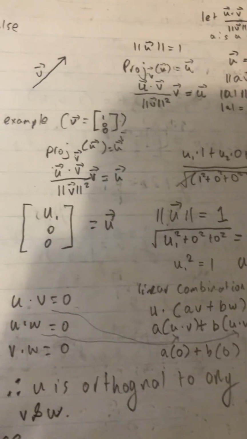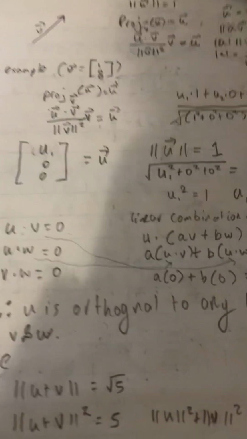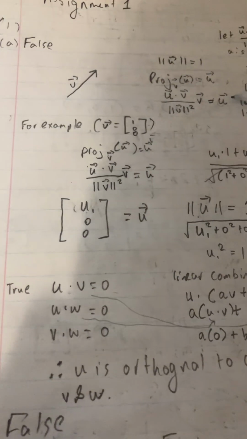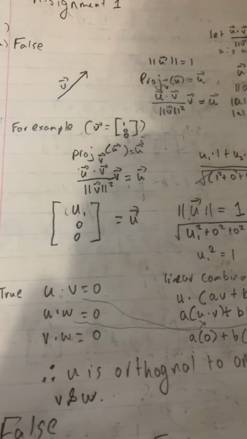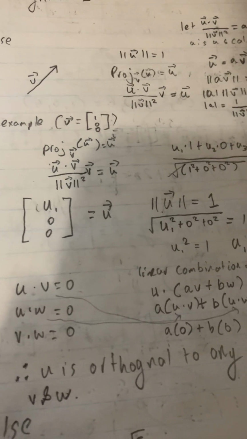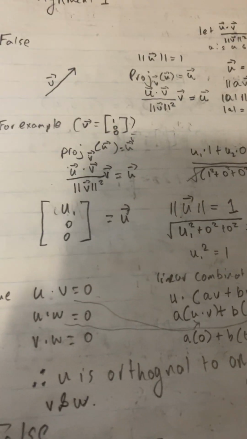For part B of question 1, it says let U, V, and W be three mutually orthogonal non-zero vectors in Rn. Then U and any linear combination of V and W are orthogonal, true or false.